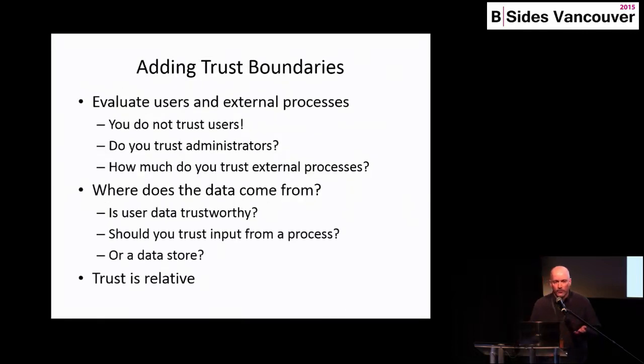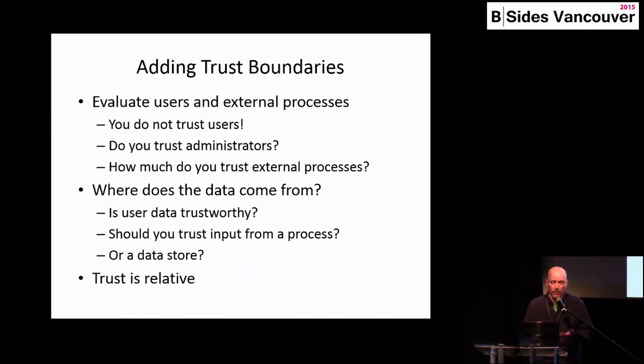So, you add your trust boundaries to your diagram. We'll talk about diagrams and actually look at a diagram in a moment. You evaluate your users and external processes. You don't trust users. Do you trust administrators? That's a question. That's a risk question. How much do you trust external processes?